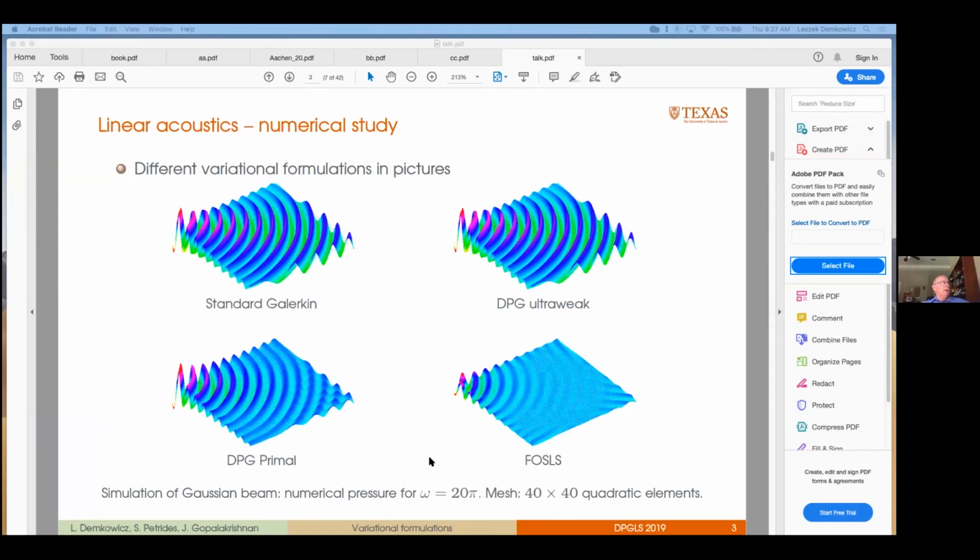And when it comes to linear acoustics, you also have the choice of different variational formulations, but in the context of high frequency wave propagation, as you can see, the DPG ultra weak is very close to standard Galerkin. DPG primal or least squares, the celebrated first order least squares, have very diffusive behavior. So for high frequency problems, you're not going to use the least squares. It's a bad idea because you get this type of solution. Primal is still diffusive. Ultra weak has the least diffusivity.